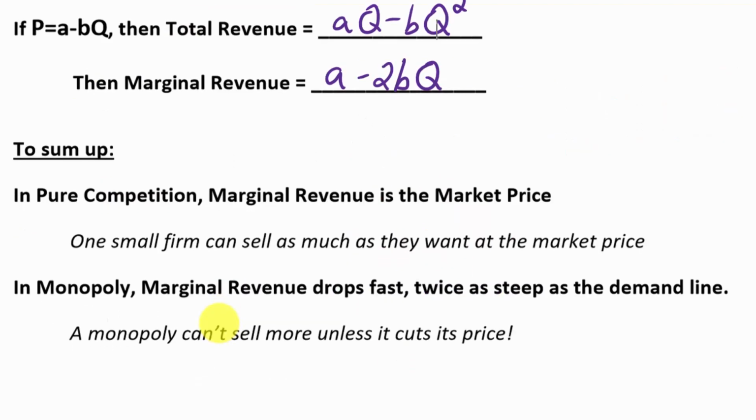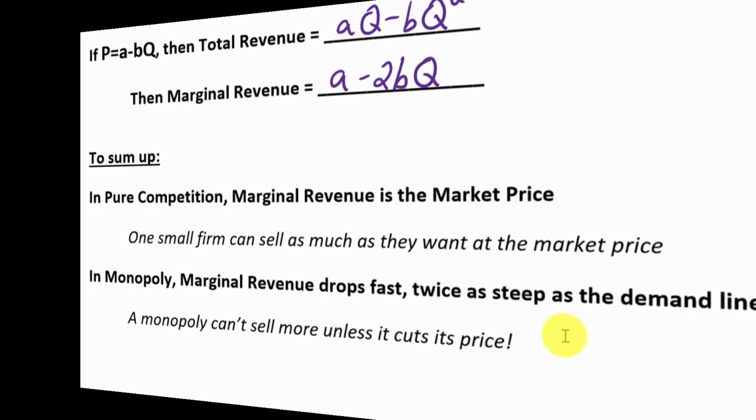So to sum up, one last time, in pure competition, if you're one of these little firms, marginal revenue is the market price. You, as a small firm, can't affect the price. So to you, you can sell as many as you want at that market price. You sell another unit, your additional revenue is the price you sold it for. But in a monopoly, marginal revenue drops fast, twice as steep as the demand line drops. So a monopoly can't sell more unless it actually cuts the price, since it can't take the view that I am so small that I can sell as much as I want without affecting the price. They're the only supplier, so they can't take that view.